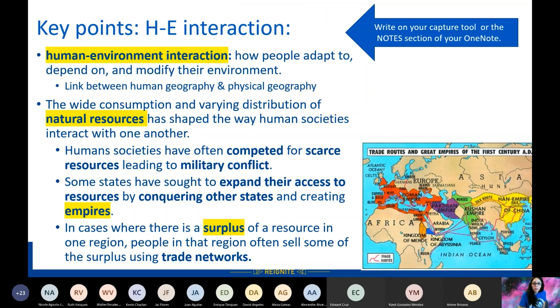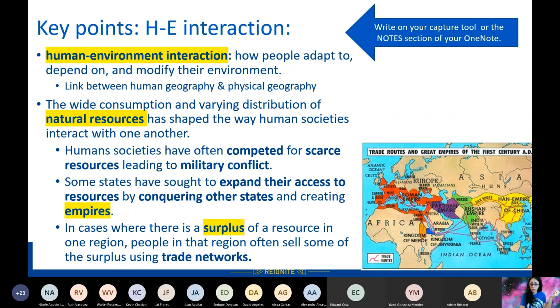In Unit 1, we also learned about human-environment interaction, which, as I've already said, relates to how people adapt to, depend on, and change or modify their environment. Human-environment interaction is like the link between physical geography, the natural Earth itself, and human geography, the way people live on it in different societies. Like we said before, natural resources and the problem of scarcity shape the way that human societies develop and interact.